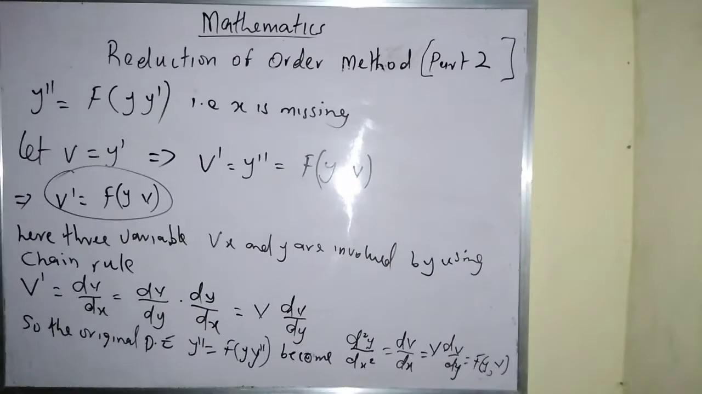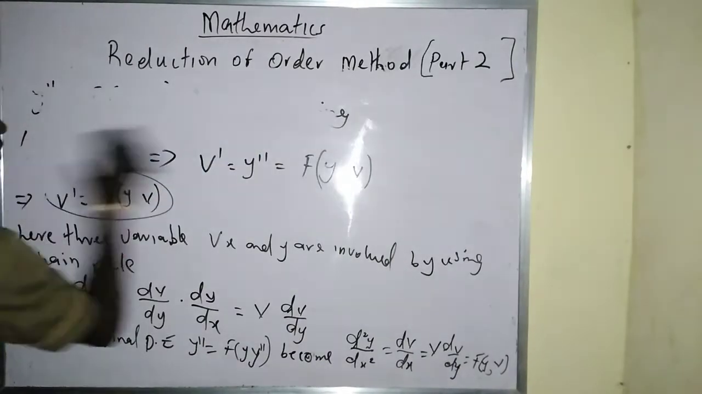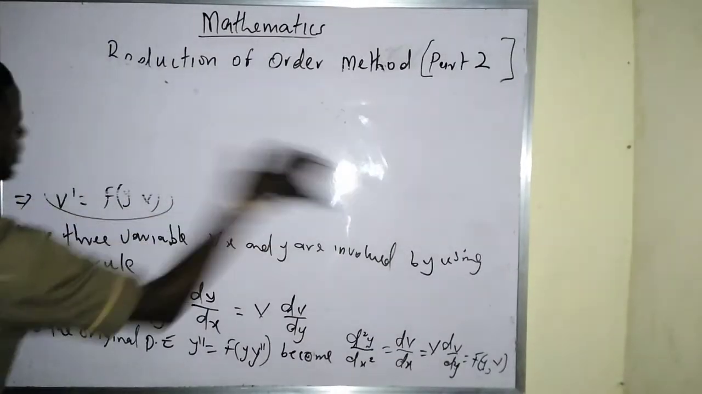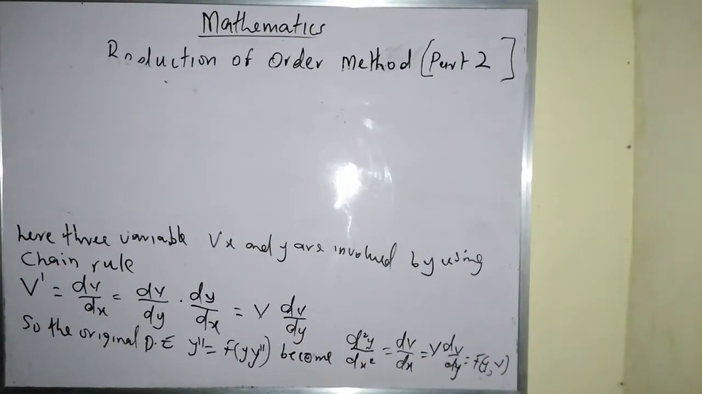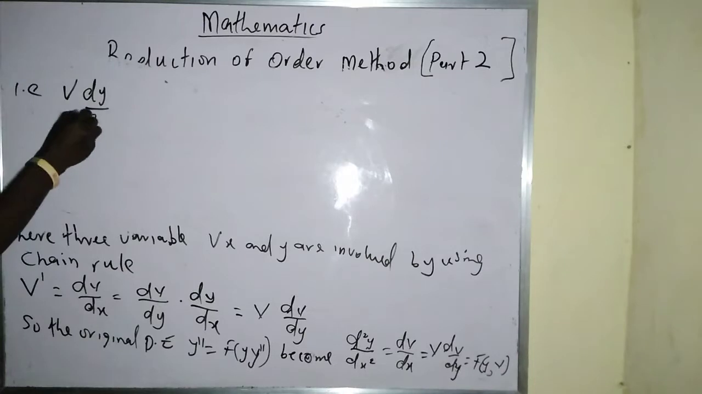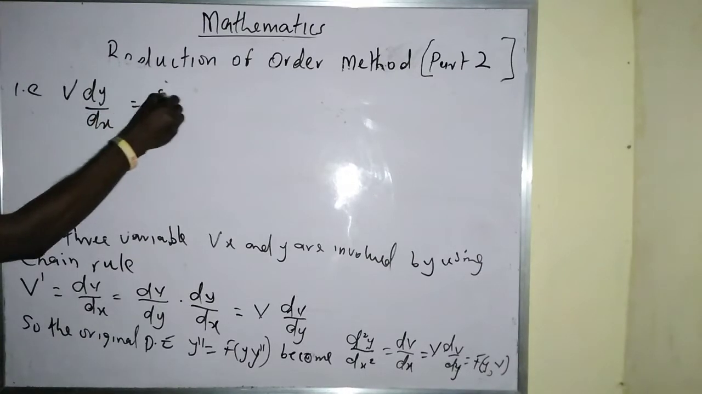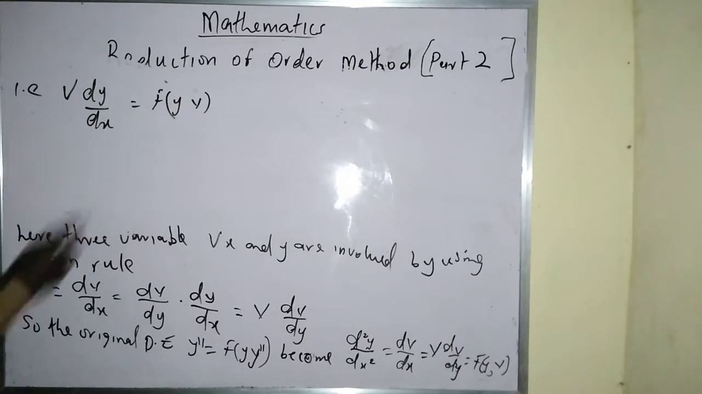Now those things can become as far as that equation is concerned. That is to say, just note that my v dv over dy, the x, will be equal to a function of y and v. That is all about that.